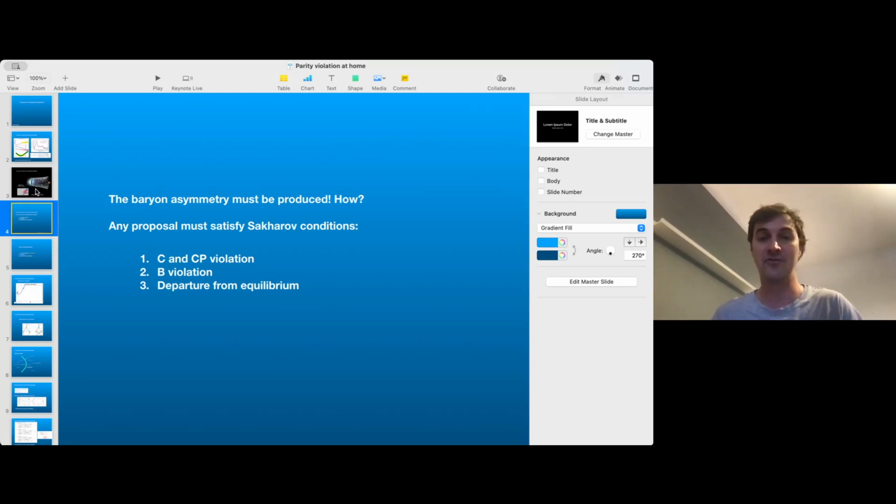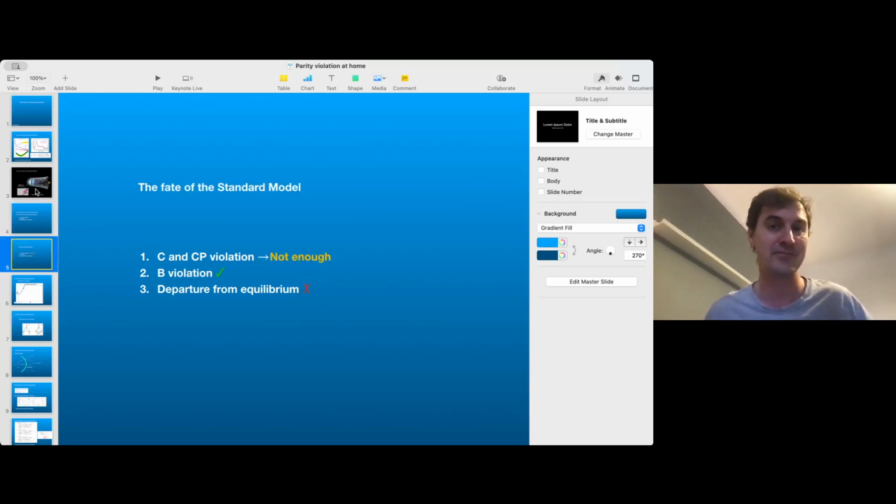Any proposal which succeeds must satisfy three Sakharov conditions. You must have C and CP violation. You must violate baryon number, and you must have a departure from equilibrium. Colloquially, you could think: something about the laws of physics must treat matter differently to antimatter. We must violate baryon number conservation, since ultimately the matter-antimatter asymmetry is stored in the baryon asymmetry. And we must see something which treats the future differently to the past.